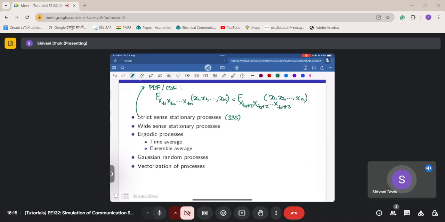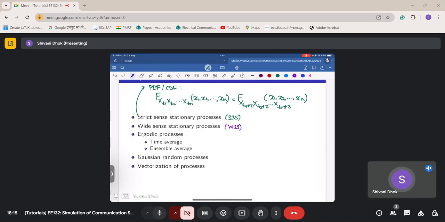That is, your distribution is invariant to your delay. So if you delay it by the same time duration, then its PDF and CDF remain the same. So this is strict sense stationary. This is the stricter version. We have a slightly diluted version, and that is known as wide sense stationary.